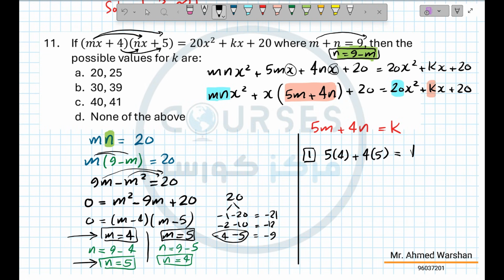20 plus 20, that's going to be 40. The second possibility, which is this one, m is 5, so that's going to be 5 times 5. And n is 4, so that's going to be 4 times 4. 25 plus 16, that's going to be 41. So the 2 possible values are 40 and 41.